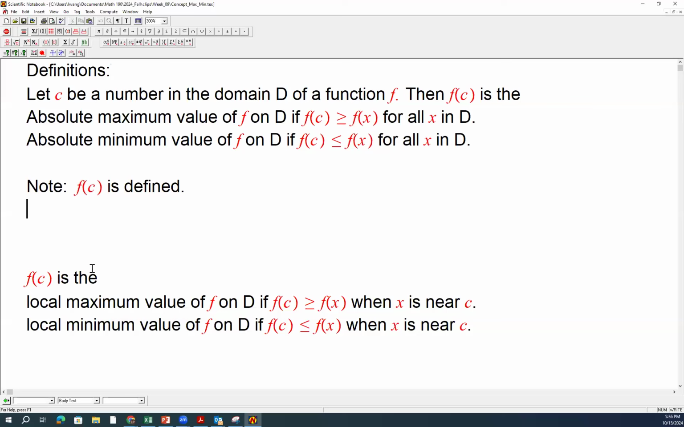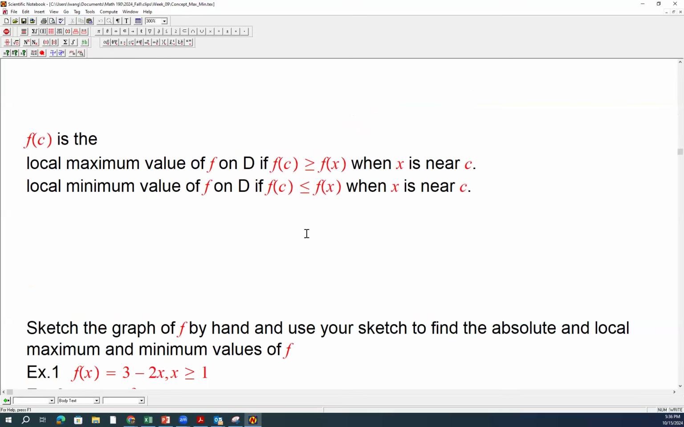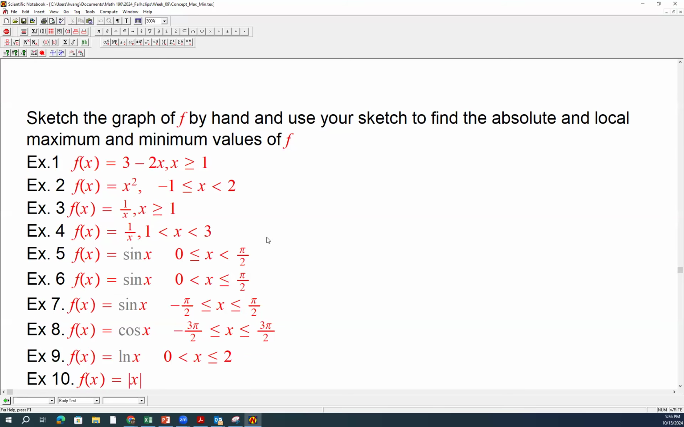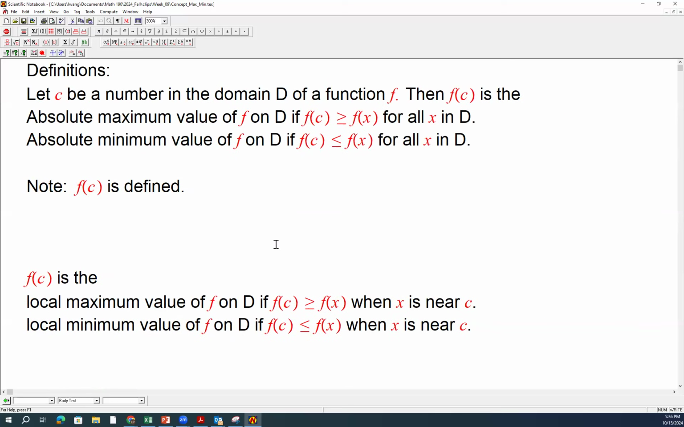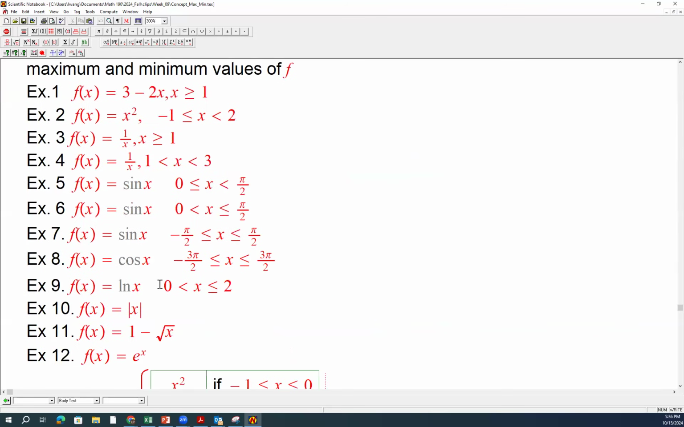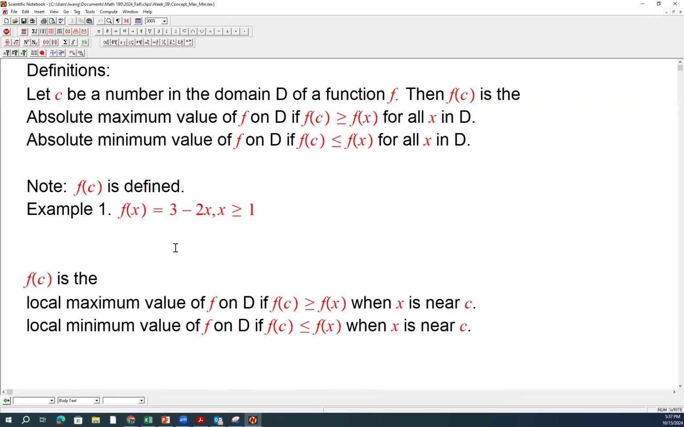So let's look at some examples. I'm going to take the first one, f of x equals 3 minus 2x. This is example number 1. In a series of questions, I'm also going to take this opportunity to review some functions. Some you are familiar with, some you may not be, or you are just reviewing them. So this will be a good opportunity to get familiar with these functions one more time.